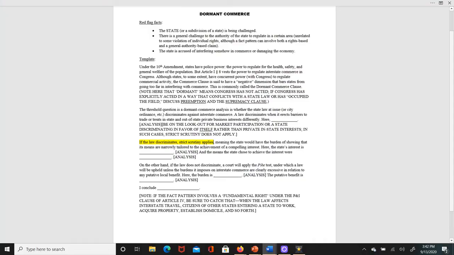But generally speaking, the threshold question, once you get past citing the text, is does the law discriminate? Define it. Again, that means erect barriers to trade or treat in-state and out-of-state business interests differently. If the law does that, you apply strict scrutiny, and you should know how to do that by now. You look for whether the means are narrowly tailored to the achievement of a compelling interest.